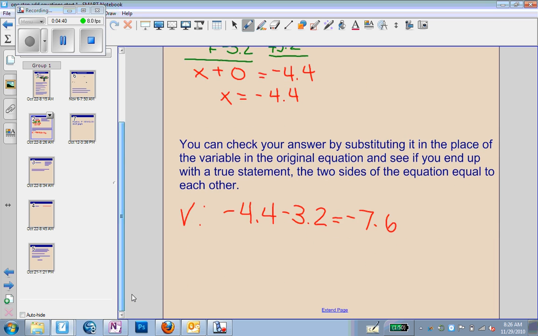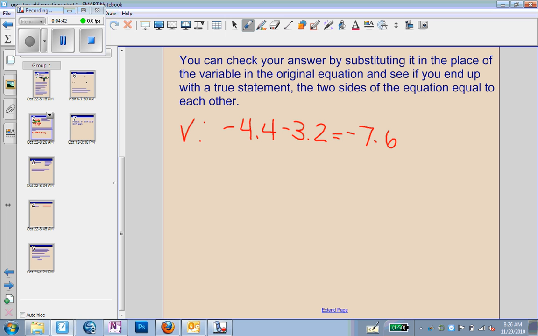So I have negative 4.4 minus 3.2 equals negative 7.6. When you change this to add the opposite, so don't do a subtraction anymore, and see if I get a true statement. So there's my check step, and I do need a true statement. So I'm getting my answers correct.